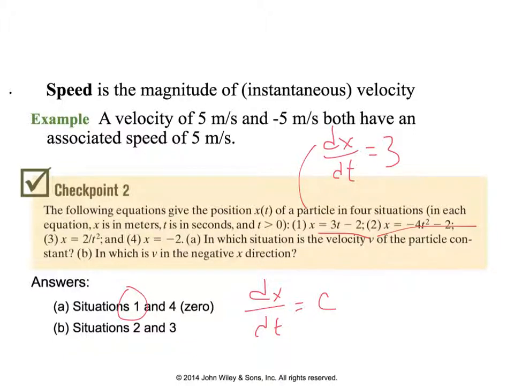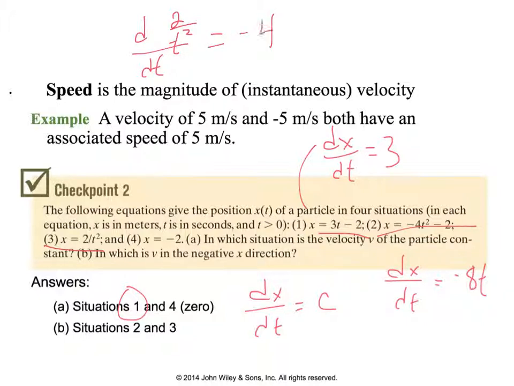Let's look at situation 2. If we take the derivative of that, dx/dt is equal to negative 8t. That is not a constant, that's actually a decreasing function, and so that doesn't fit the situation we're trying to find here. Same thing with number 3. We take the derivative of that. The derivative of 2 over t squared with respect to t is going to equal negative 4 over t cubed, which once again is not constant.